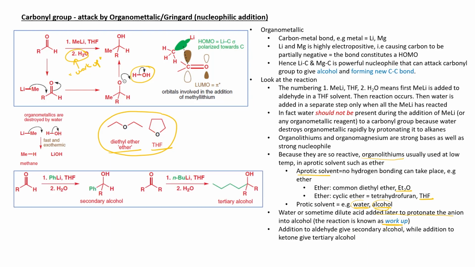Addition to aldehyde gives secondary alcohol, while addition to ketone gives tertiary alcohol. So this is an aldehyde, and this is a ketone. This is what we call the organometallic, this is the solvent, and this is the water. It's the same idea, but if you look at this you will understand why it behaves like this.